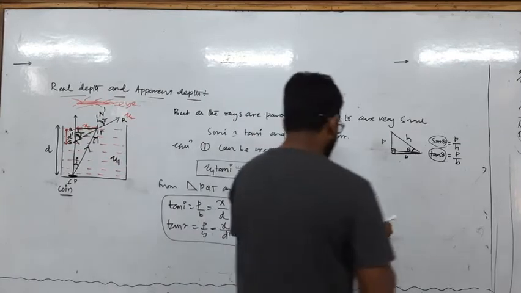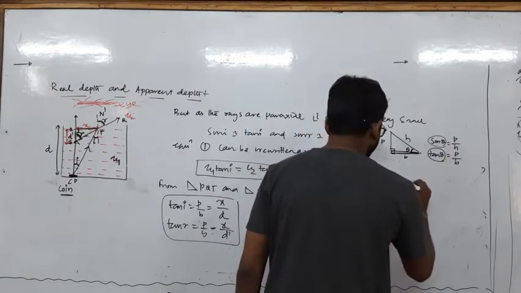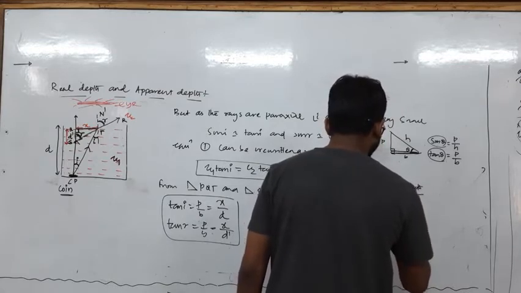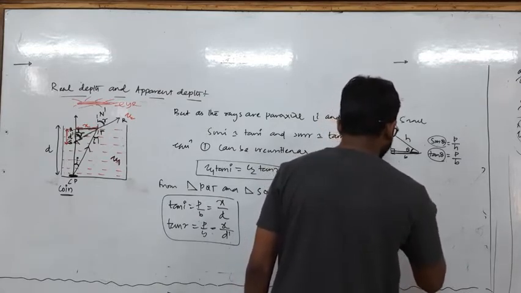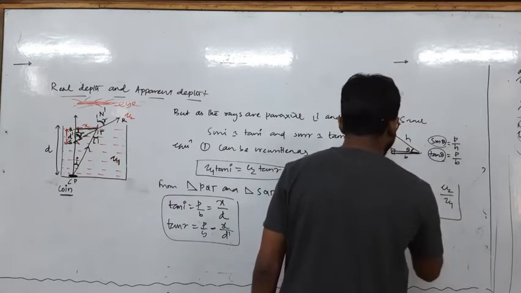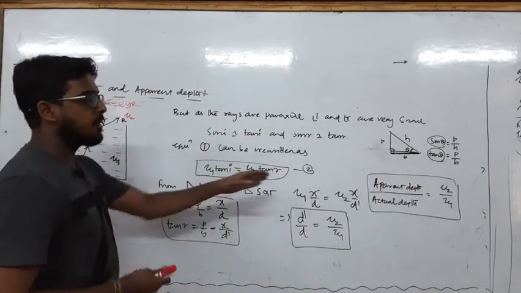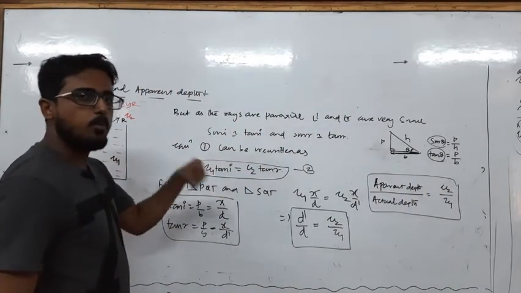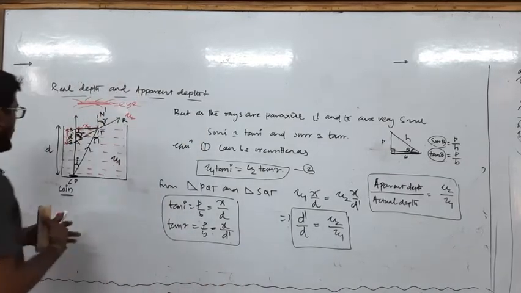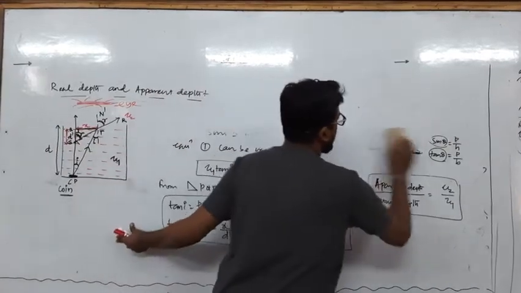So here I can write apparent depth divided by actual depth or real depth equal to mu2 by mu1. What is mu2? The refractive index of the medium into which the incident rays are going in, and mu1 is the refractive index of the medium from which the incident rays are coming. Clear? So here we have to find out what is the shift of the image.